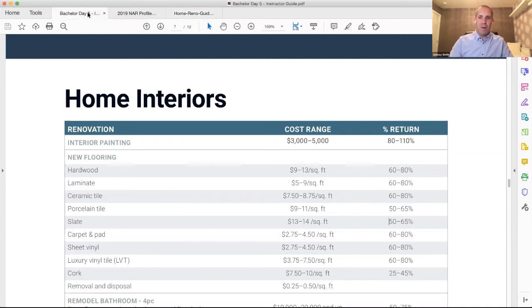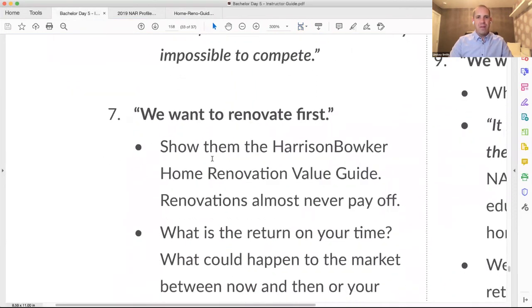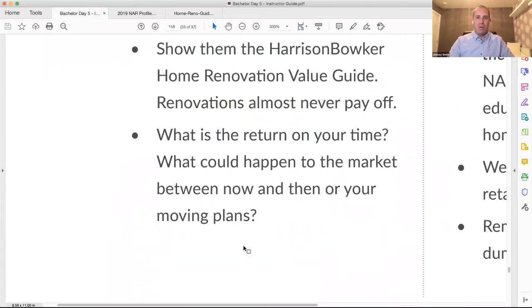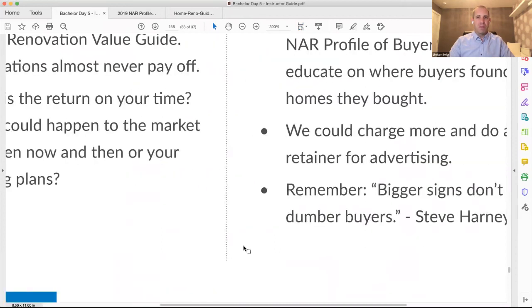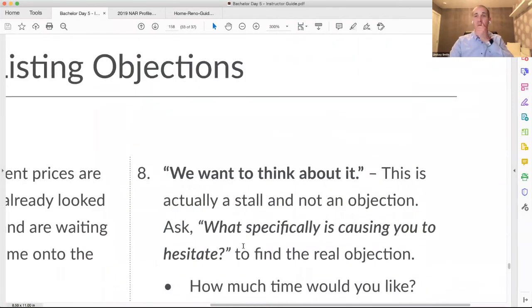So I'm going to go back onto the notes here for the bachelor program. So, we want to renovate first. Well, what's the return on their time? And what can happen in the market between now and then, or your moving plans? Those are some things to consider with the renovation.